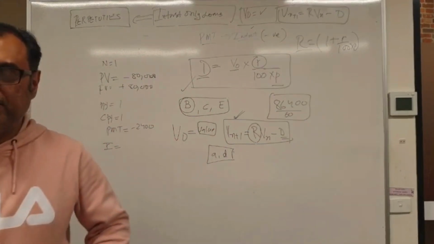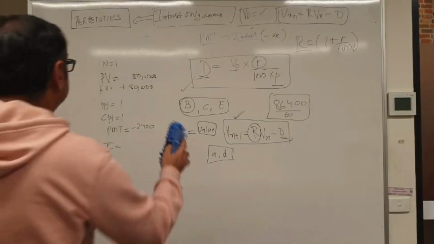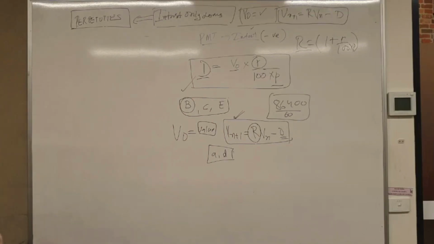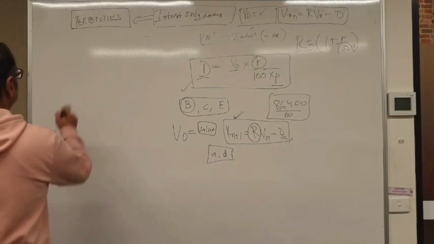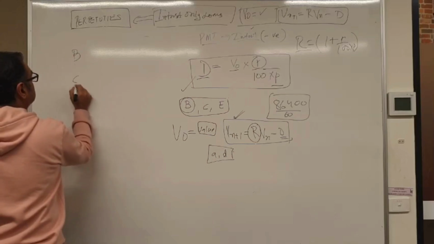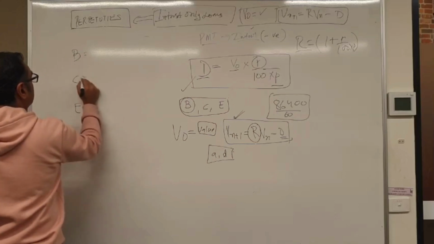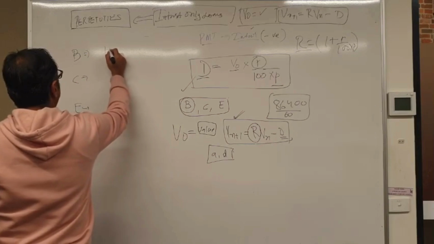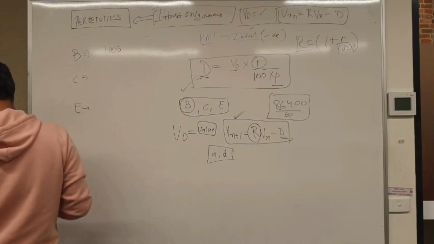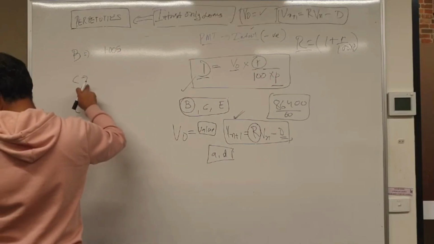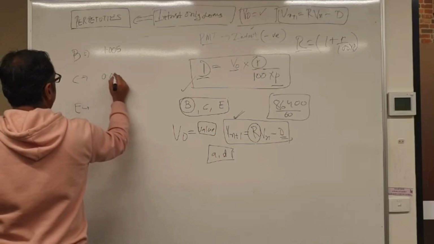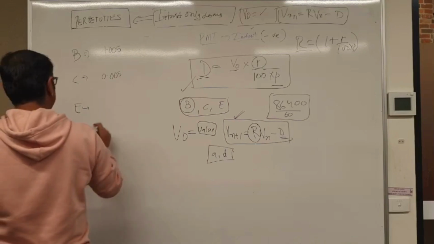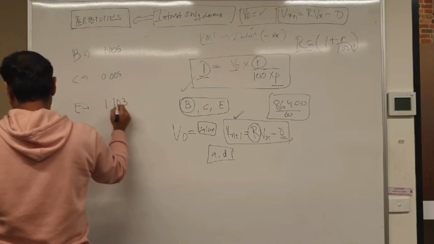Let me quickly take you through it on the board. Did you get what I'm trying to do? Let's have a closer look at the R values for B, C, and E. The R value for B is 1.005. For C, it is 0.005. And for E, it is 1.103.